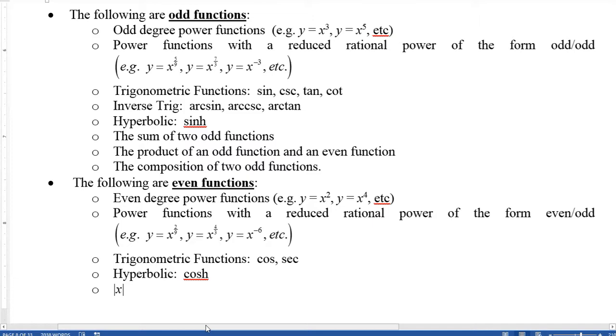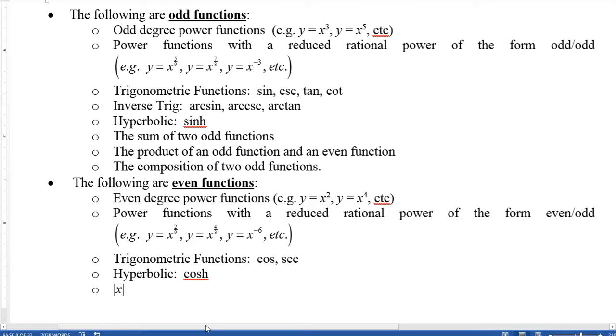Okay, so all of those would be odd degree power functions. Now, four of your trig functions are actually odd functions. They have origin symmetry. Sine, cosecant, tangent, and cotangent are all odd functions. Three of the inverse trig functions, arcsine, arccosecant, and arctangent, are odd functions. The hyperbolic sine is one example of an odd function.